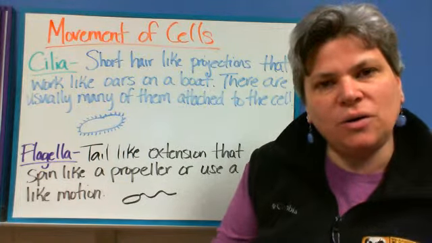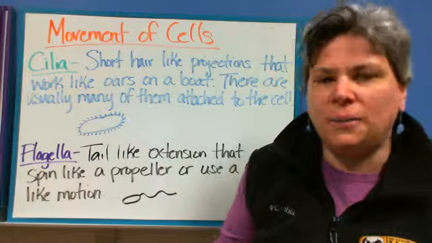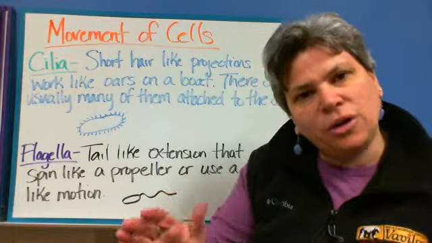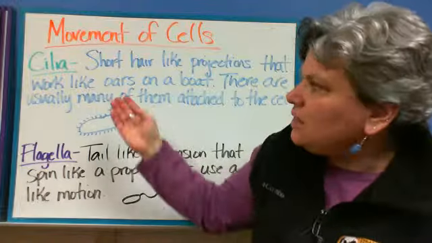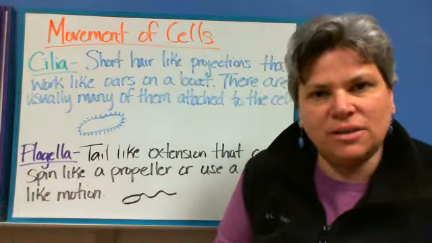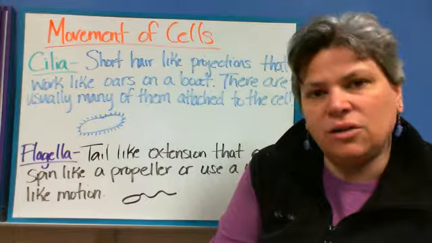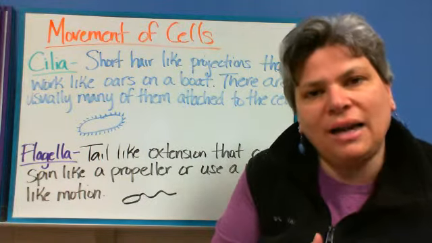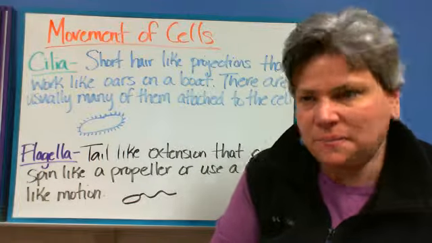It's like having oars on a boat. If you've seen old movies, we've got a bunch of people rowing a boat. If we move one side more than the other, we're going to turn in that direction. The cilia can do the same thing for cells. Many unicellular organisms have cilia. We have some cells in our body that actually have cilia.